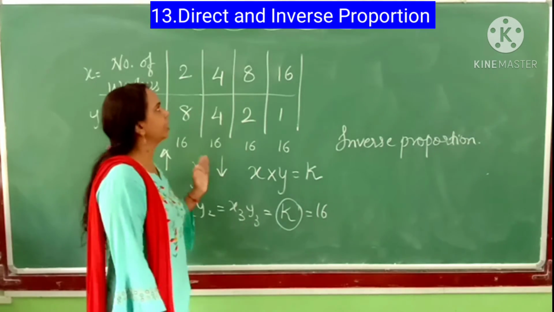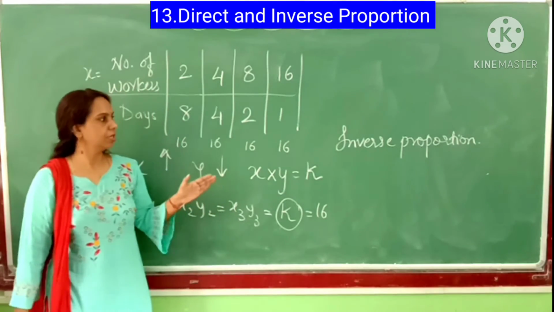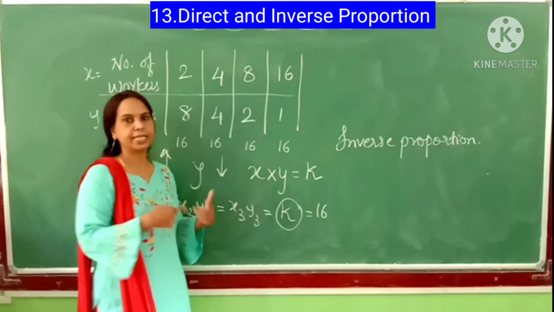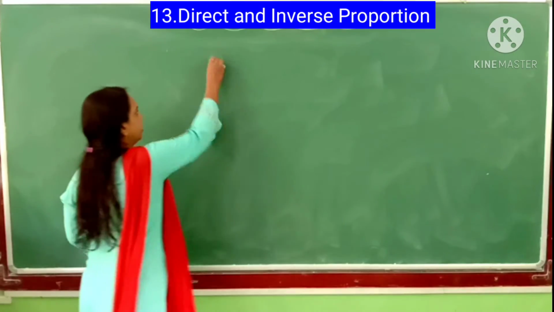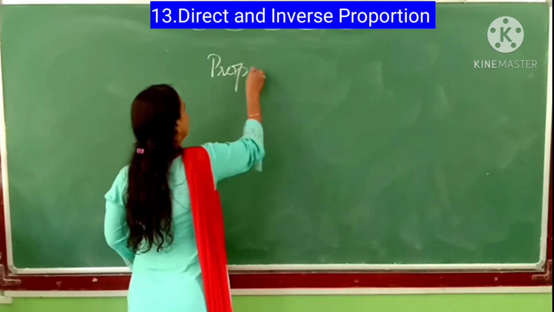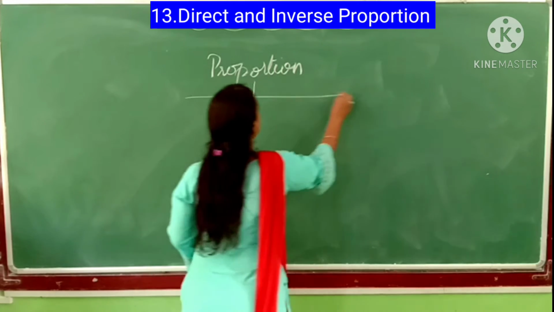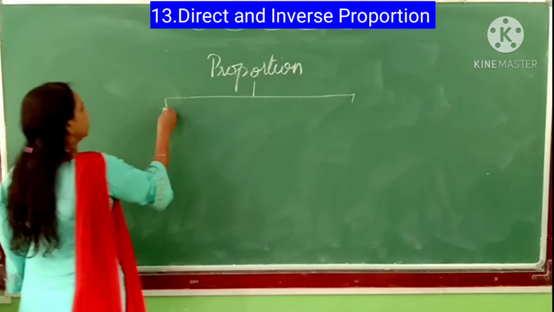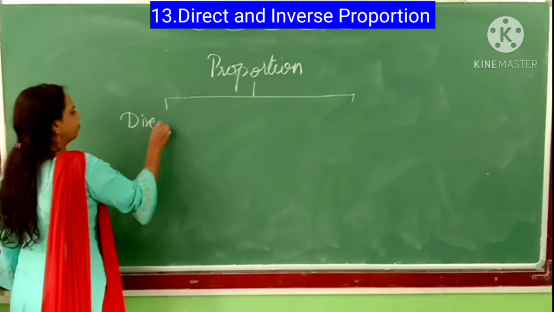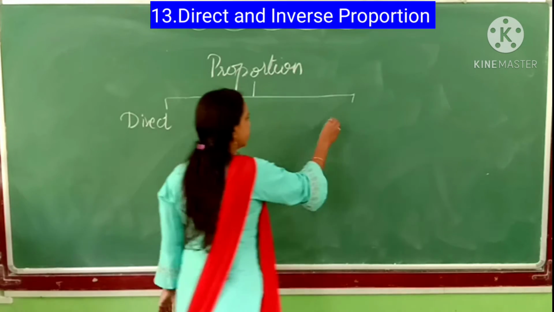So up till now we have learned about direct and inverse proportion. Let's recap it. The proportions we learned about here are two: one is direct and another is inverse.